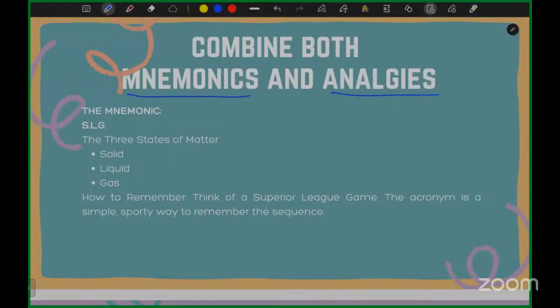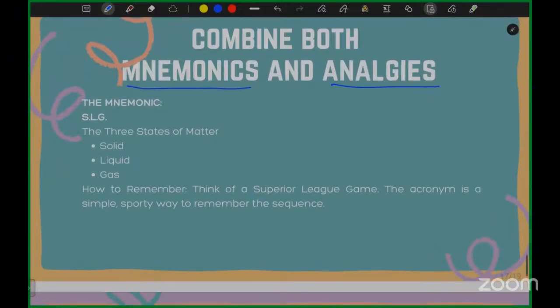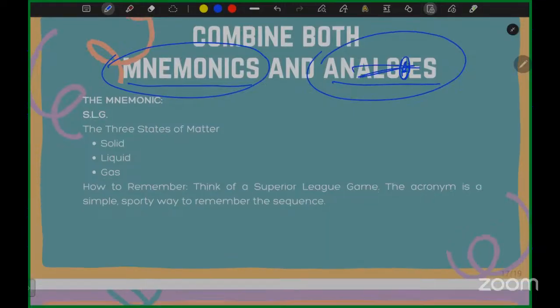Sorry for the inconvenience. The next part I'm trying to explain is that when you combine both mnemonics and analogies, sorry for the mistake, it should be O. Okay, what happens here?